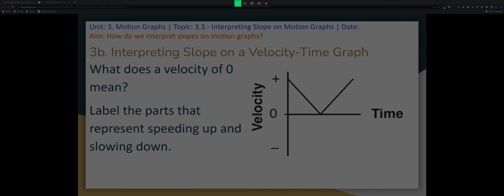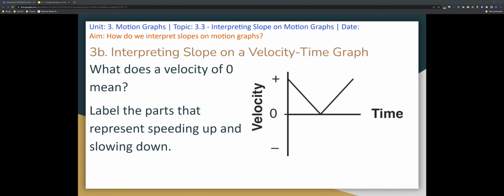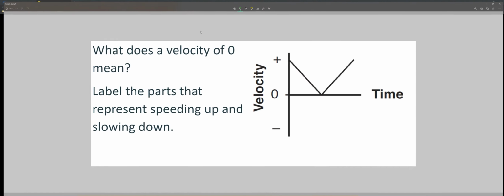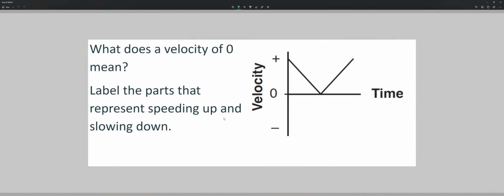So what does a velocity of zero mean? A velocity of zero means that you're not moving, right? So you're standing still. It means you're at rest.